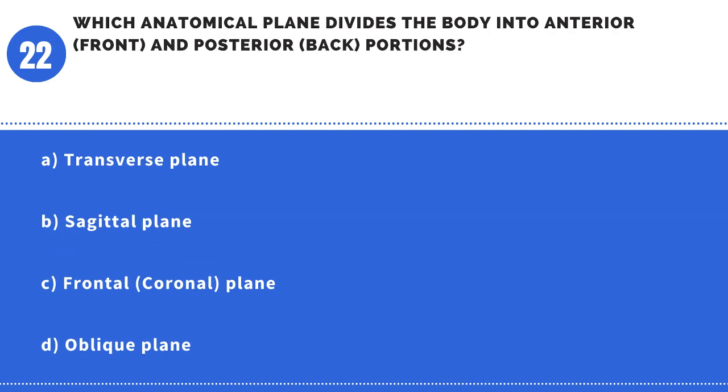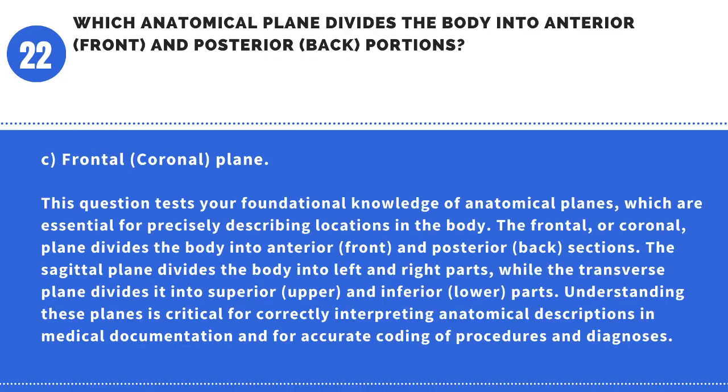Question 22. Which anatomical plane divides the body into anterior, front, and posterior, back portions? A. Transverse plane. B. Sagittal plane. C. Frontal, coronal plane. D. Oblique plane. Answer C. Frontal, coronal plane.